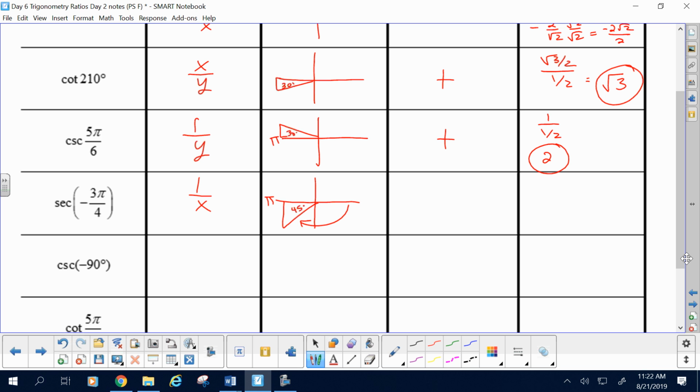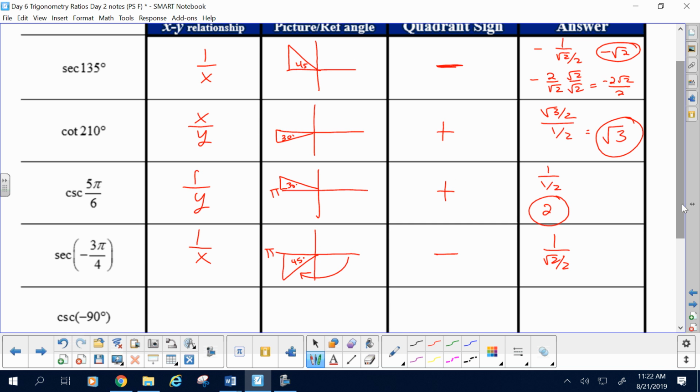Okay. What about the sign there? You said it's 1 over x, and is x positive or negative there? X is negative there, so our answer will be negative. All right. And 1 over the x. What are the legs of a 45-45-90? Root 2 over 2. So it's 1 over root 2 over 2. And I've done that already.